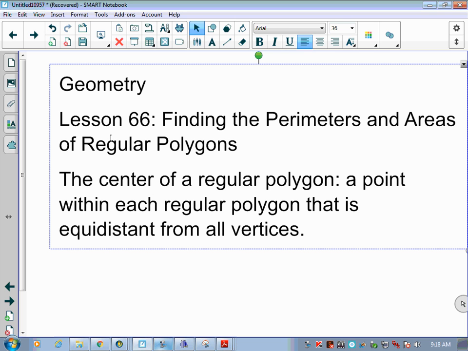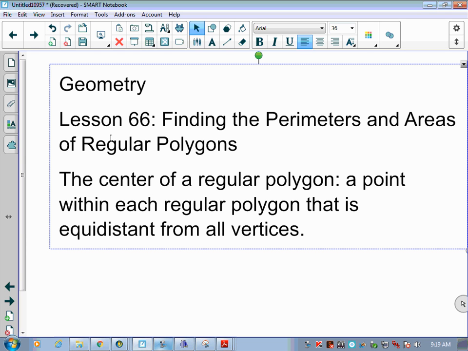Can anybody tell me what a regular polygon is? What's the definition of a regular polygon? They have 2 things, 2 attributes. Go ahead. Okay, all sides are equal or congruent. Congruent's the right word there. And all interior angles are congruent to each other. Okay, so we have those 2 things.